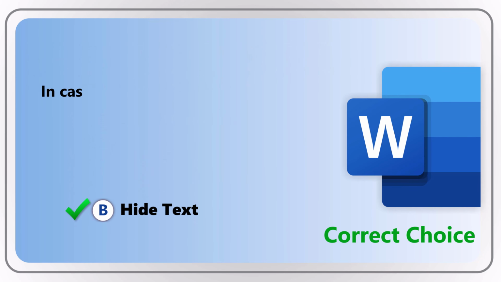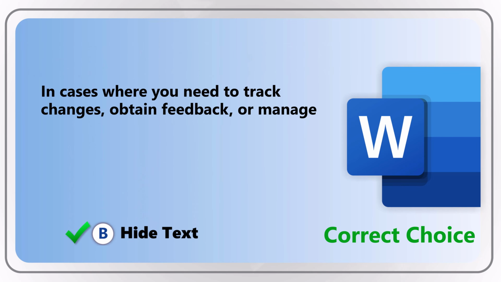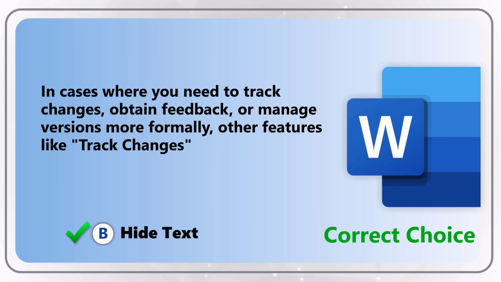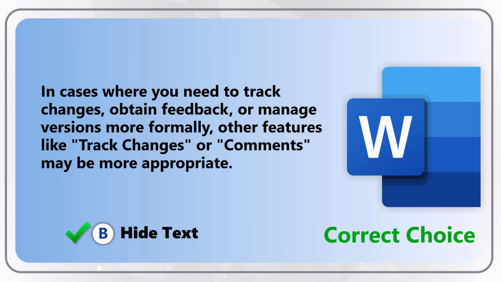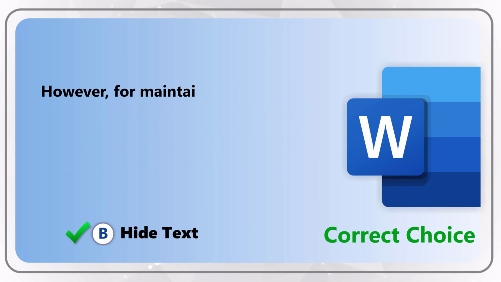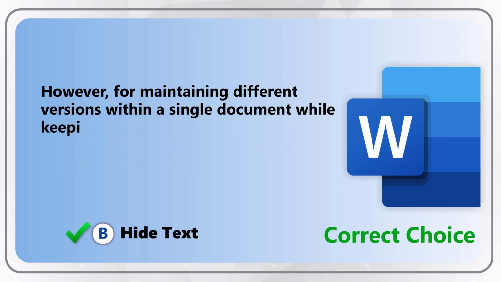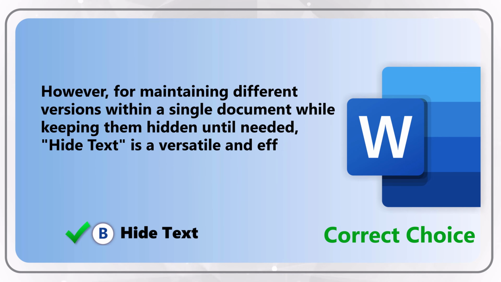In cases where you need to track changes, obtain feedback, or manage versions, features like Track Changes or Comments may be more appropriate. But in this particular case, for maintaining different versions within a single document while keeping them hidden until needed, Hide Text is a very cool and effective option.